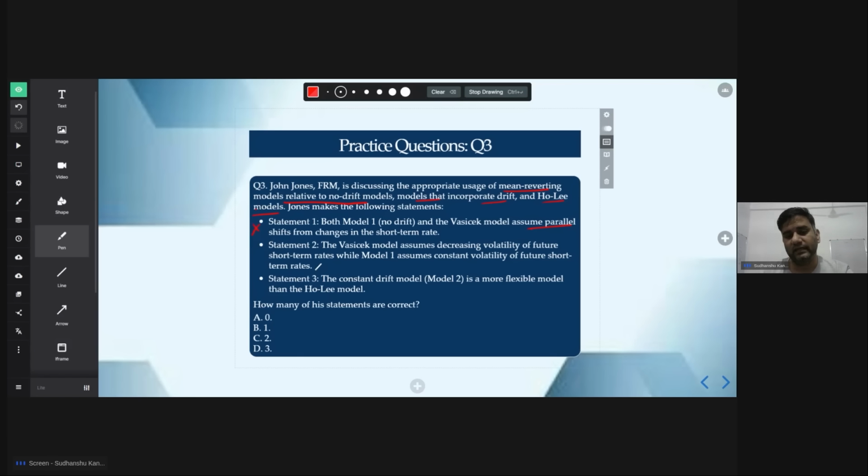Next one is the Vasicek model assumes decreasing volatility. I told you the property, that's correct, right? While model one assumes constant volatility of the short rate. So this is perfectly correct.